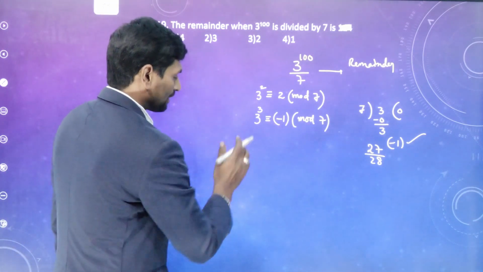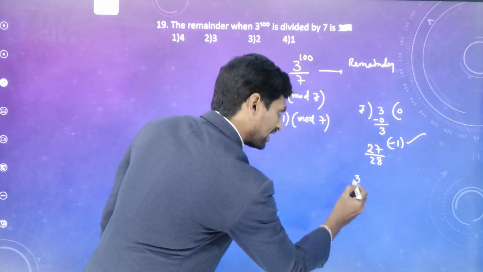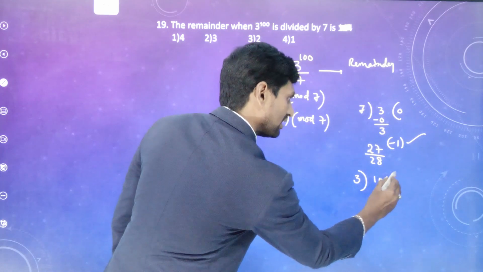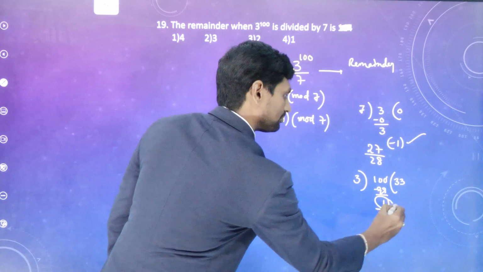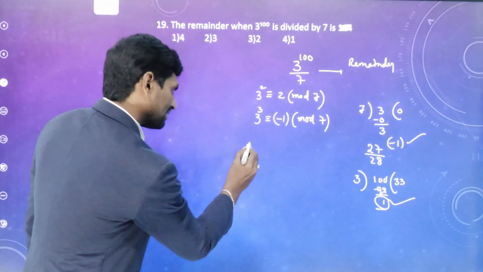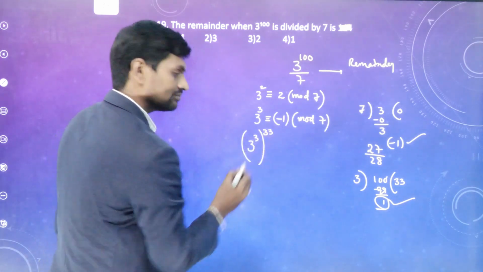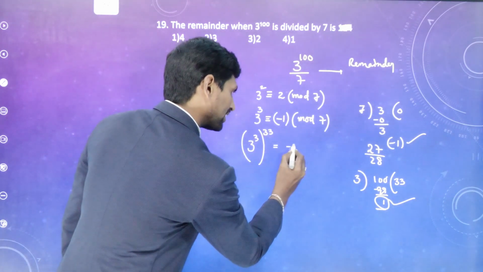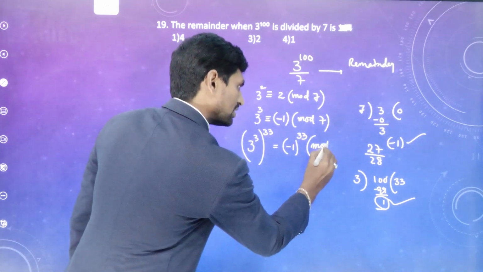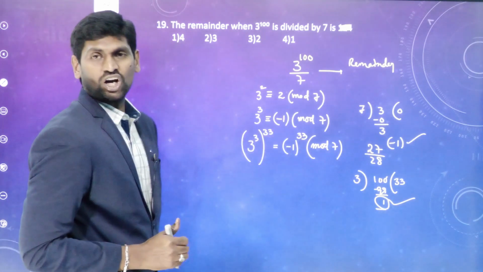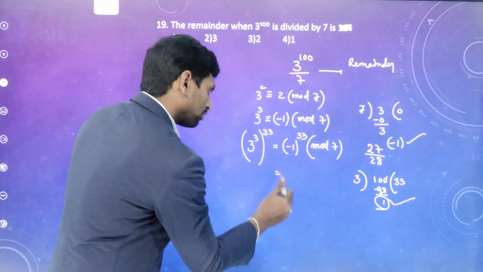Now I am extending the powers up to 100. 3 table 100, how many times? 33 times. There one remainder. So I am just expanding their powers up to 33. Both sides I am applying the powers up to 33, modulus of 7. 33 is an odd number, right? 33 is an odd number. So negative becomes negative.